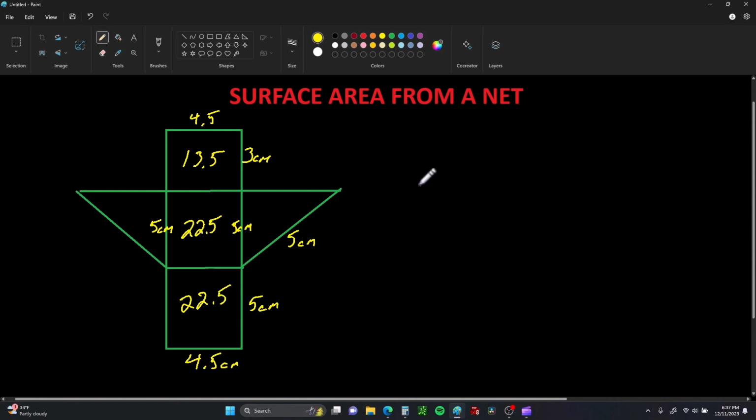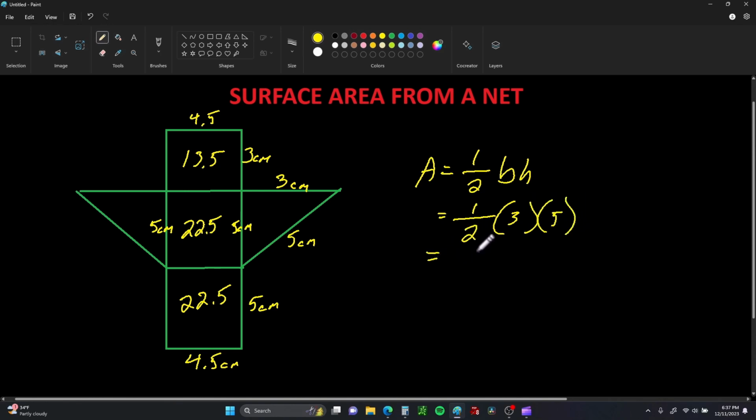Now for the triangles, I have area equals 1/2 base times height. So that's 1/2. And the base of the triangle, now if this side's 3, this side is 3. So I have 3 and 5. So it's probably best here, we'll do half of 15, which is 7.5. So each of these is 7.5.